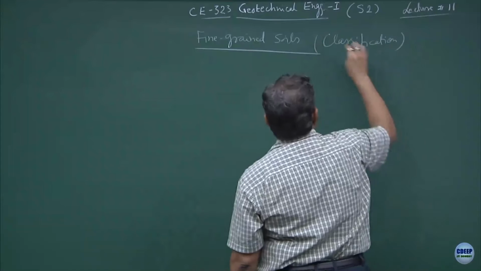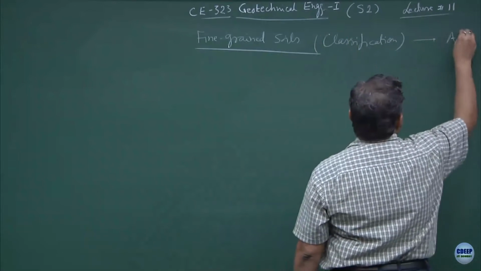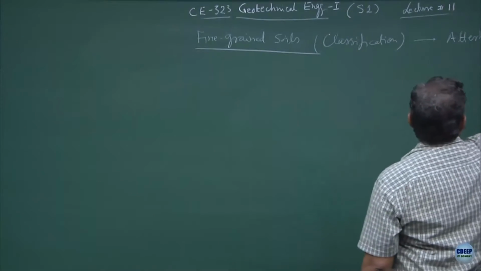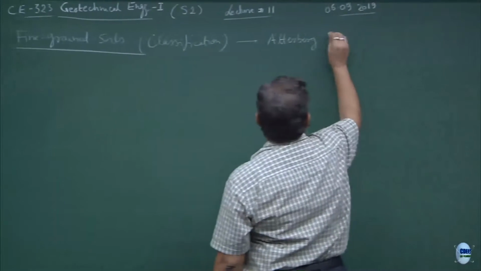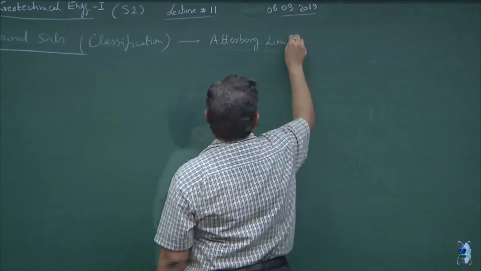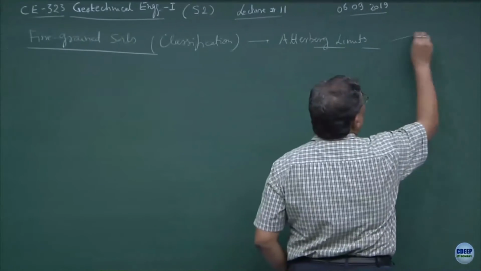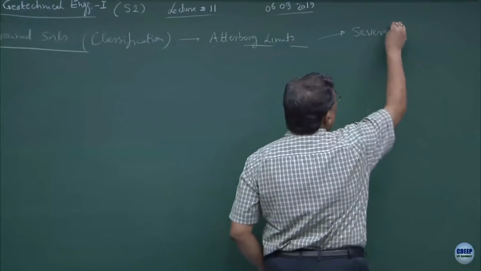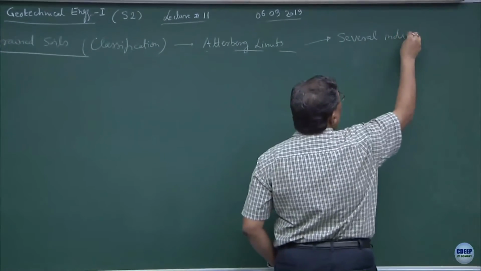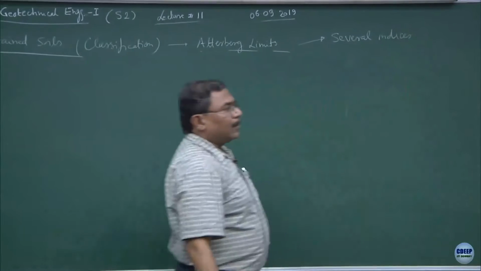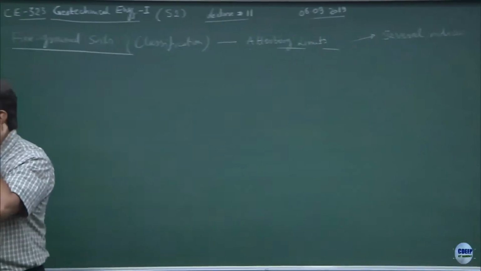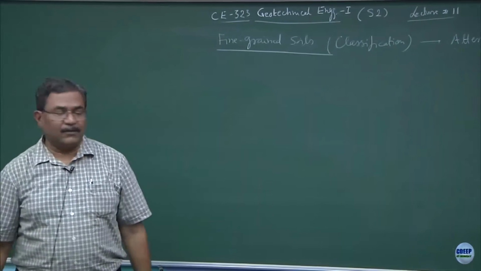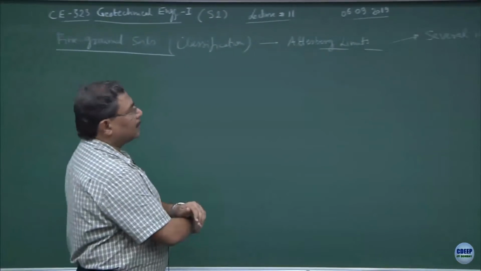What we do normally is we use the term known as Atterberg limit. We talk about several indices. This part of the subject is slightly monotonous, but factual. So you have to remember these things.